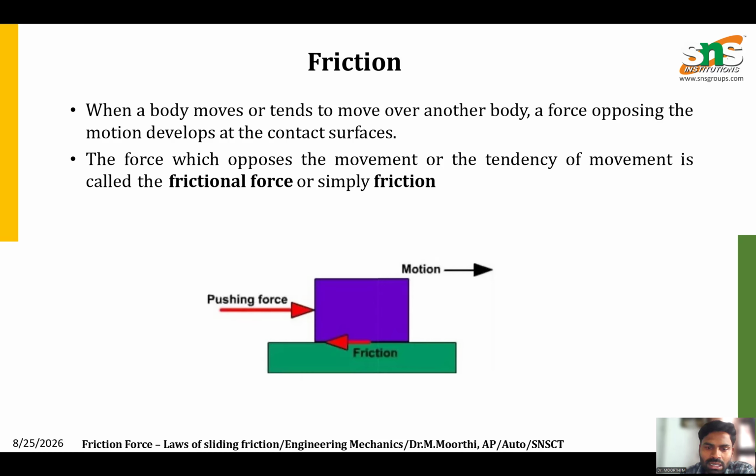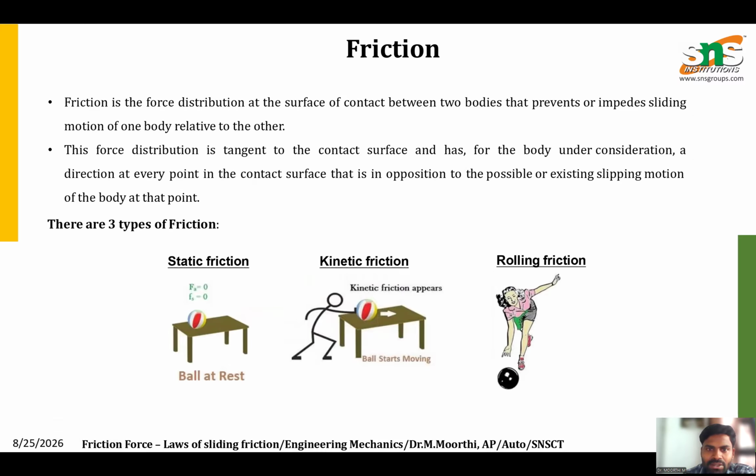Here one more factor is involved. It is called the normal force. It acts perpendicular to the surface, opposing the self weight of the object. Here some of the key parameters are listed. Friction is the force distribution at the surface of contact between two bodies that prevents or impedes sliding motion of one body relative to the other. Friction has multiple definitions, depending on the application and the concept.